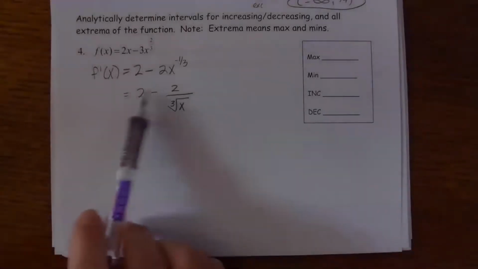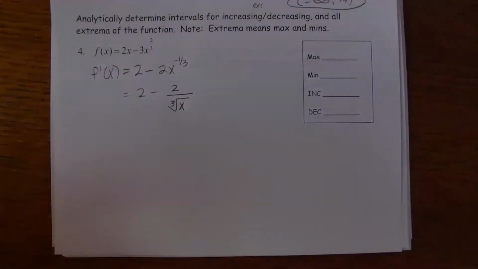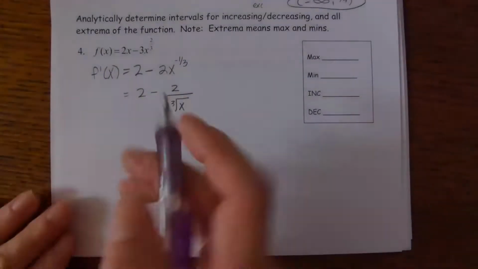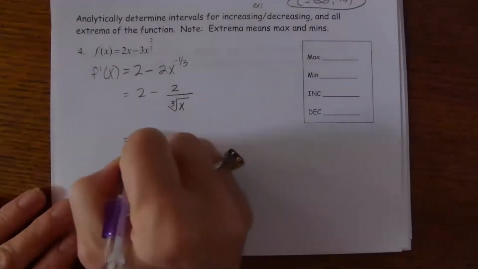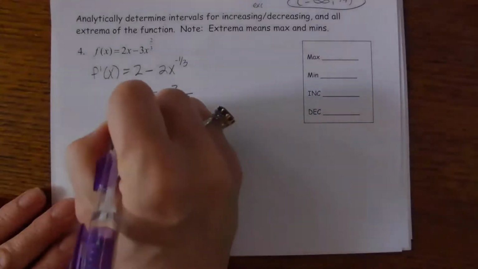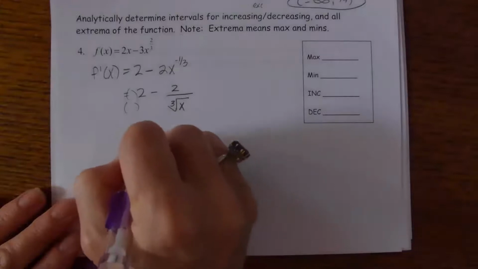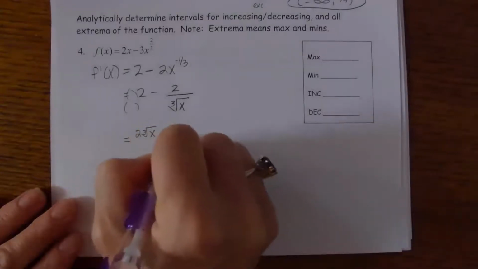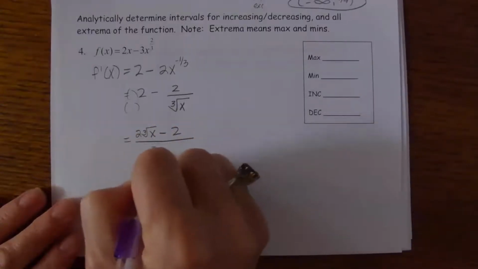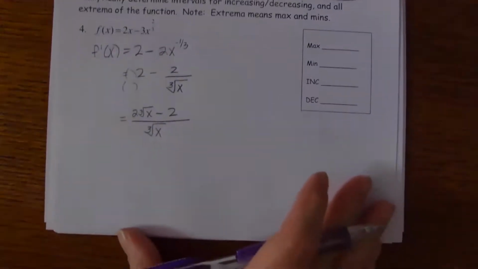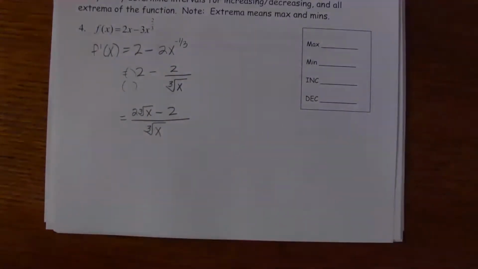Well, right now we can't plug anything into the top because we don't have one. We just have a constant. But if I get a common denominator, what will I have? I got to multiply that by the cube root of x. So I have 2 cube roots of x minus 2 over the cube root of x. Now, do you see the importance on why we wrote it that way? Why did we do that?